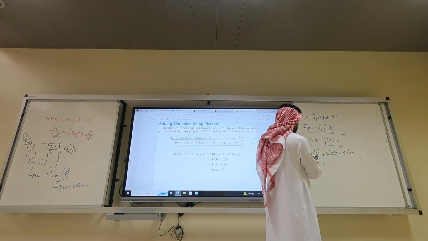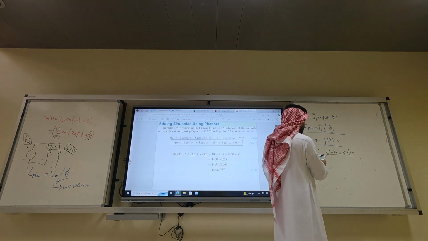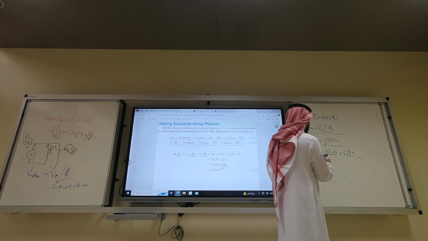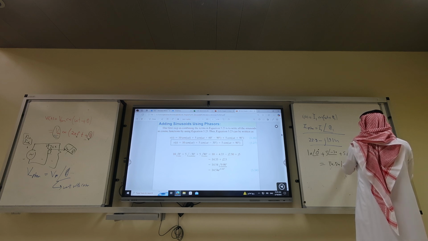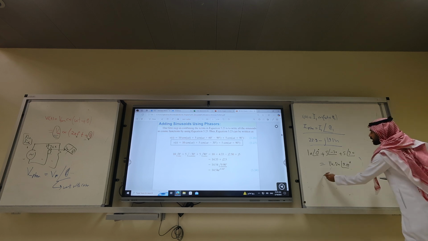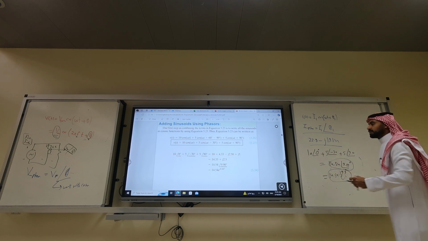Let's do it. 10 angle 0. Don't forget, always run in complex mode. 10 angle 0 plus 5 angle minus 30 plus 5 angle 90. You'll get a number. Shift complex number 3. The answer is 14.54 angle 8.98 degrees, okay, 9.9. Or you can write it as 14.54 e to the power j times 9.9 degrees. That's another way of writing it.